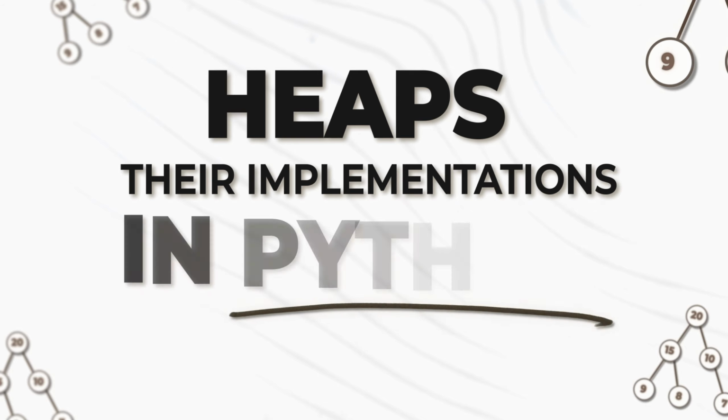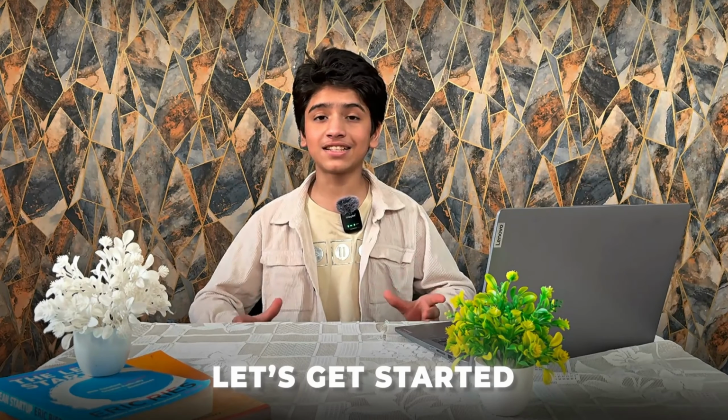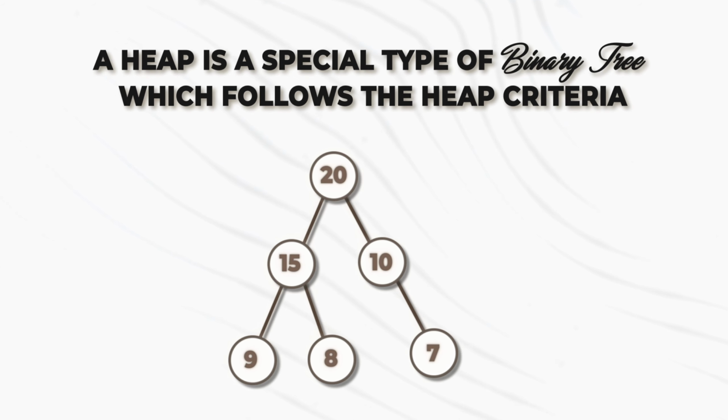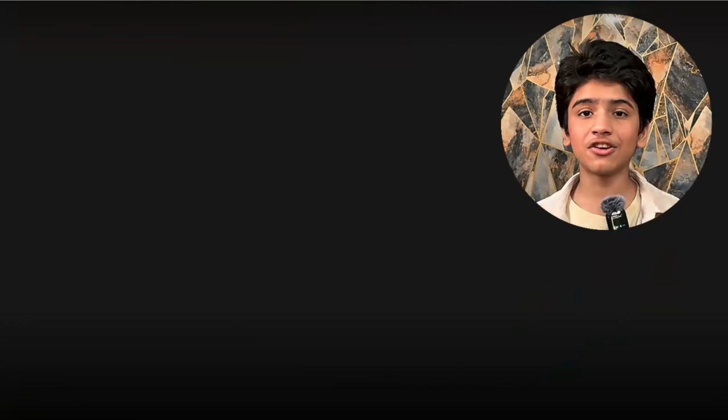Today we are going to learn about heaps and their implementation in Python. So let's get started. A heap is a special type of binary tree which follows the heap criteria. There are mainly two types of heaps. The first one is a min-heap and the second one is a max-heap. So let's look at them.